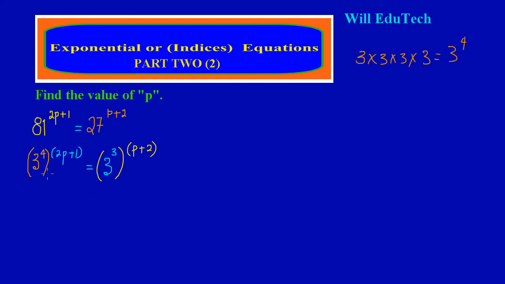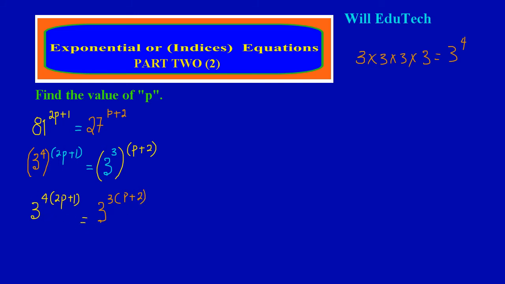Now, basically what we're saying here, my friends, if you notice, I have the power to power rule coming out here. So what we're going to be doing in that case, I have a base 3, and we're simply going to multiply the powers. So the power that 3 is raised to is 4, and that is multiplying the power on the outside, which is 2p plus 1, okay? And that is equal to, if you notice, I have my base 3 there, raised to the power of 3, so that would be multiplying the power on the outside, which is p plus 2, okay?